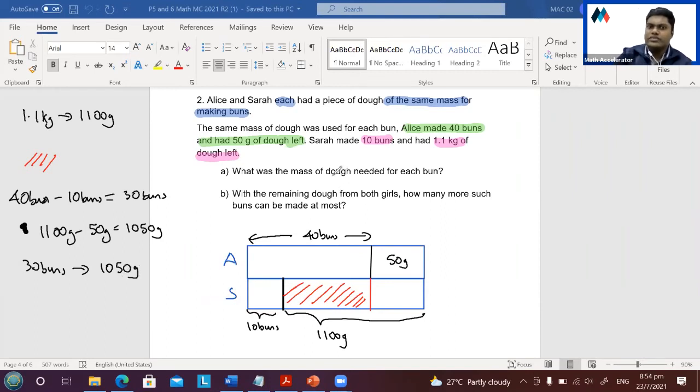So now we can solve for the question. What was the mass of dough needed for each bun? So go and find out for one bun. So it's 1,050 grams divided by 30. So that will get you, yep, 35 grams. So part A is done. Part A usually is the bulk of the question, all right? So part B is relatively easy.